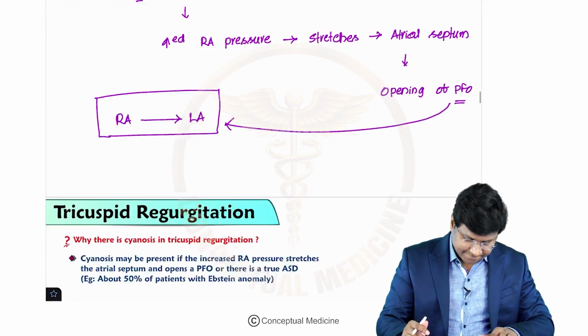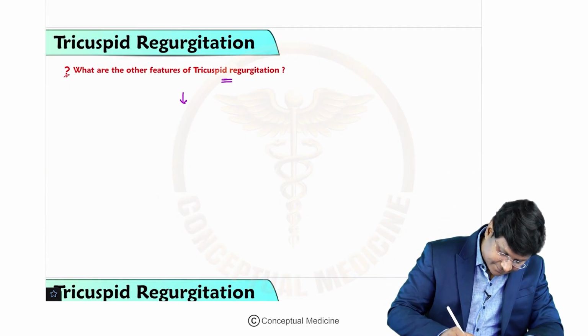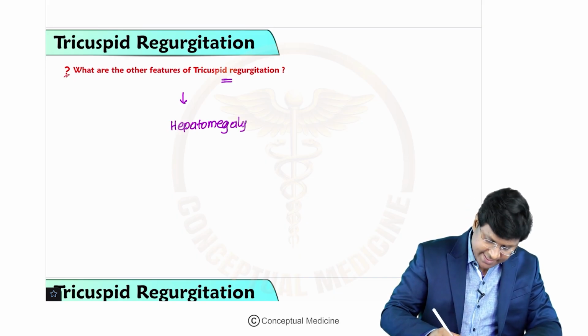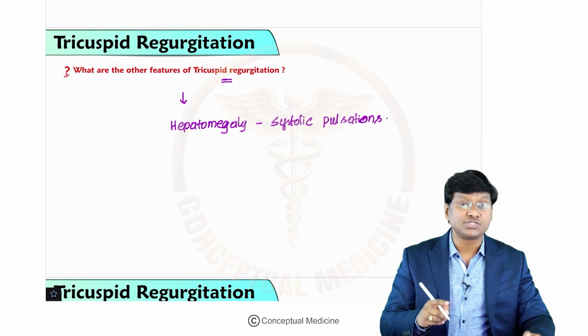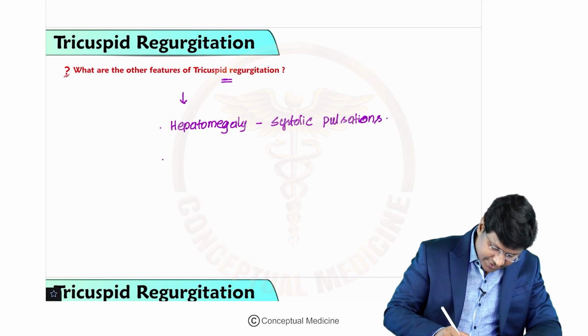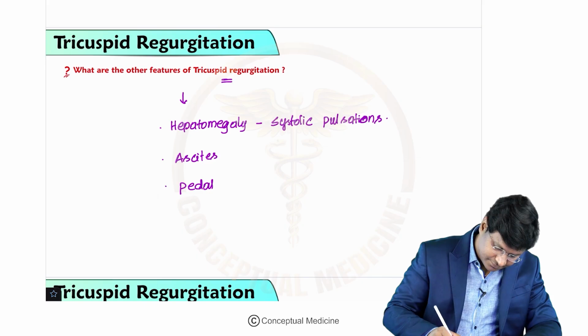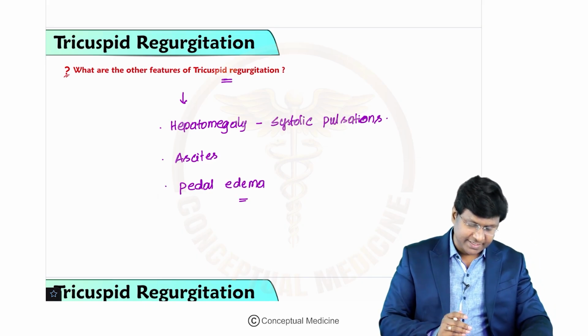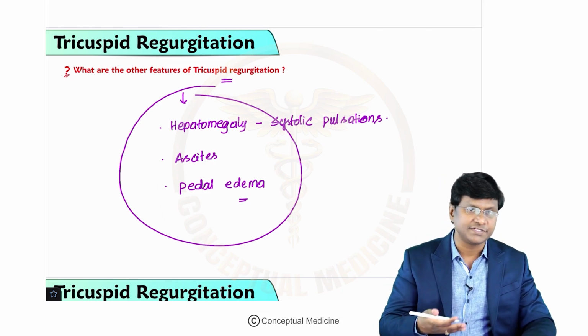Next, what are the other features of tricuspid regurgitation? Severe tricuspid regurgitation results in hepatomegaly. It will be a tender hepatomegaly, and when you palpate the liver, you will feel systolic pulsations over the liver. Then there is also development of ascites and pedal edema. These are the features of severe tricuspid regurgitation, and they are nothing but the features of right heart failure.